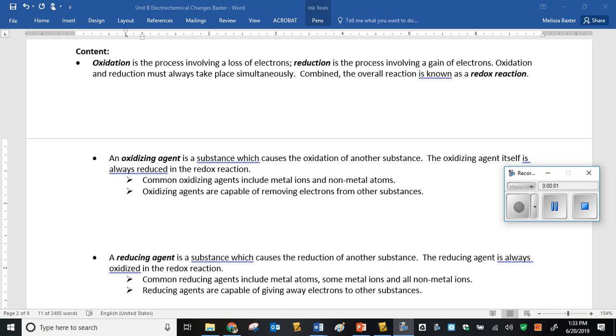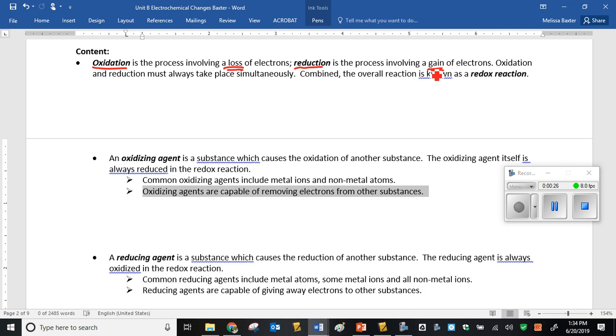Okay, so Unit B, redox. We started out by talking about what is oxidation and what is reduction. So remember that oxidation is the loss of electrons, but reduction is the gain of electrons. You have to remember that because basically every question involves oxidation and reduction somehow.